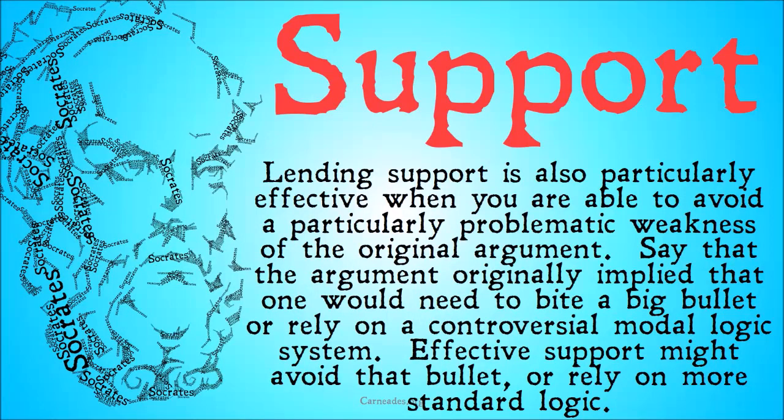Say that the argument originally implied that one would need to bite a big bullet, for example, or rely on a controversial modal logic system like S5. Effective support might avoid that bullet or rely on a more standard version of logic. You might not have to assume that controversial position, or you might be able to rely on a more widely accepted version of logic.